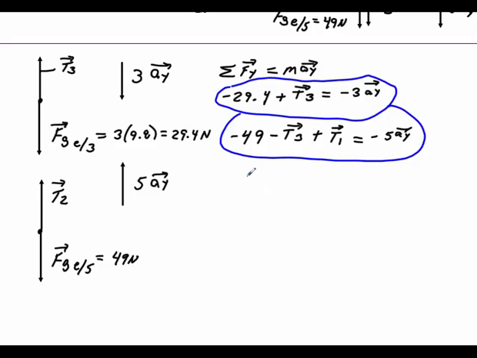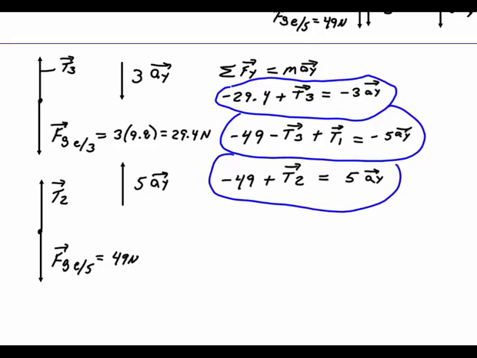From that, we'll go ahead and generate our third equation. We will have minus 49 plus T2 is equal to 5 AY. Go ahead and draw these, make our vector notation in here. And that's our third equation.